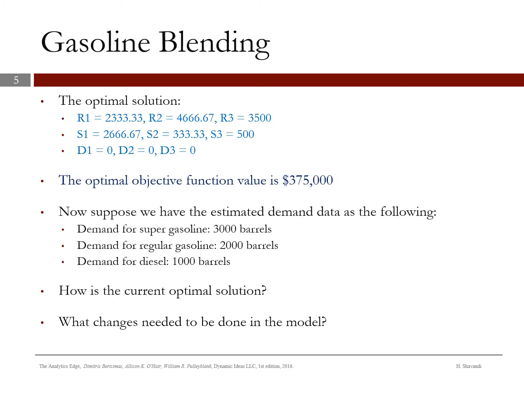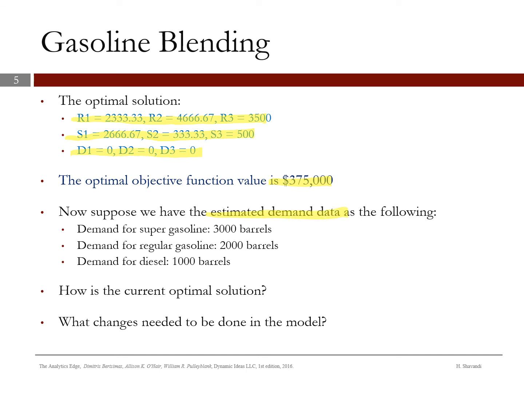The optimal solution obtained in R is this. As you see here, we have the amount of regular gasoline, the amount of super gasoline, and for the diesel, it's all 0. So in the optimal solution, we are not producing diesel, but we are producing regular and super gasoline, and the optimal objective function value is $375,000.